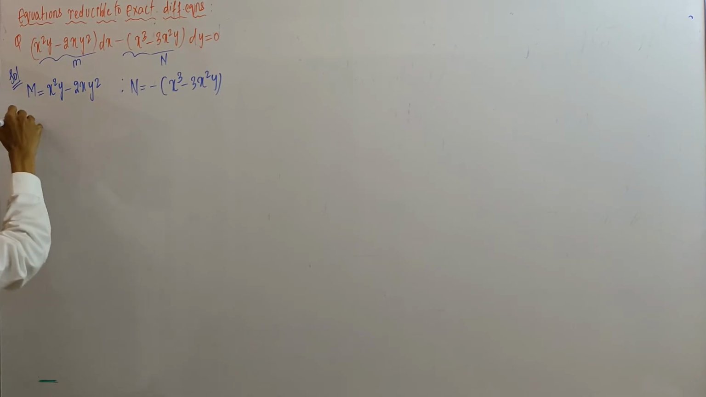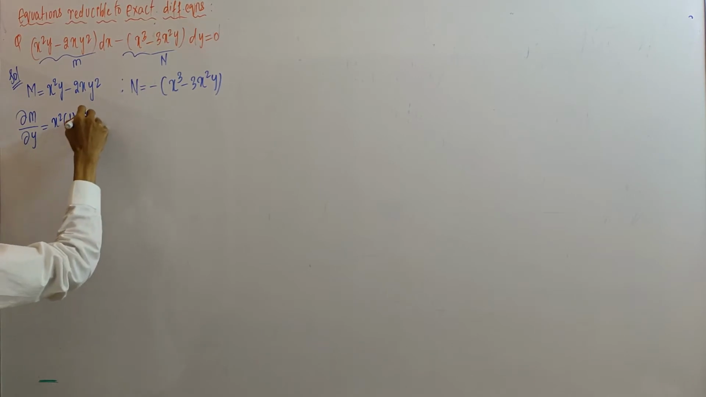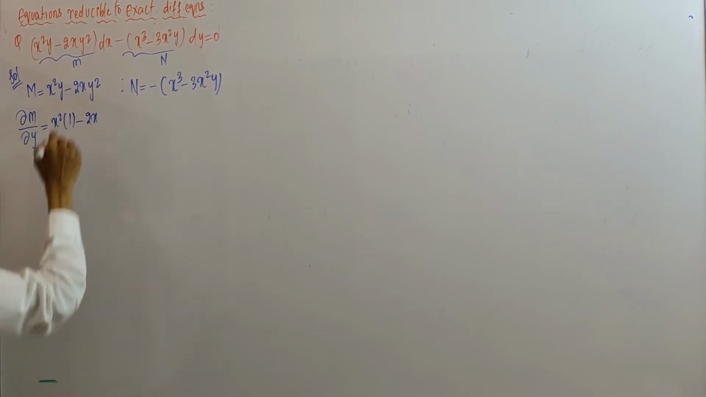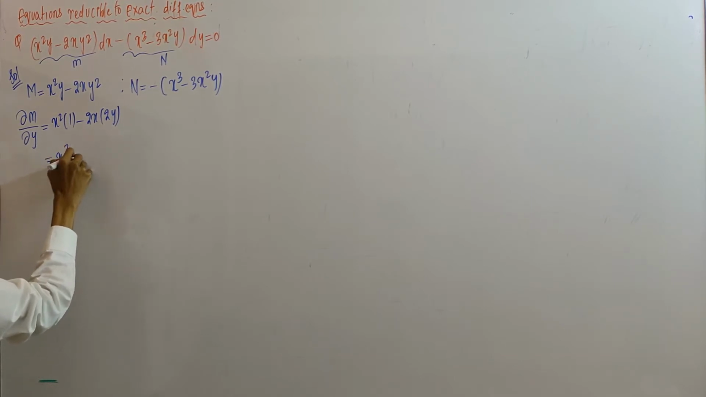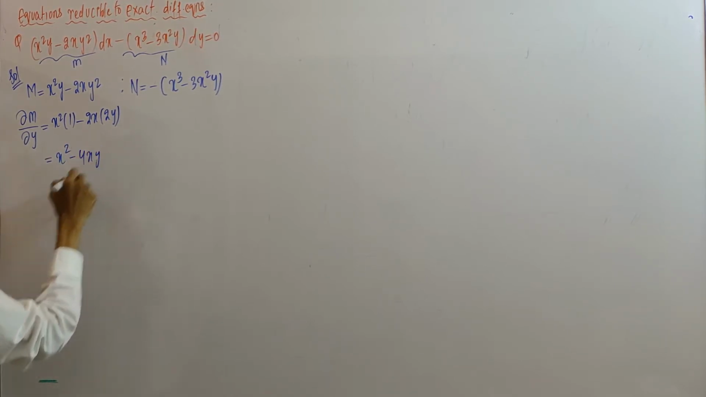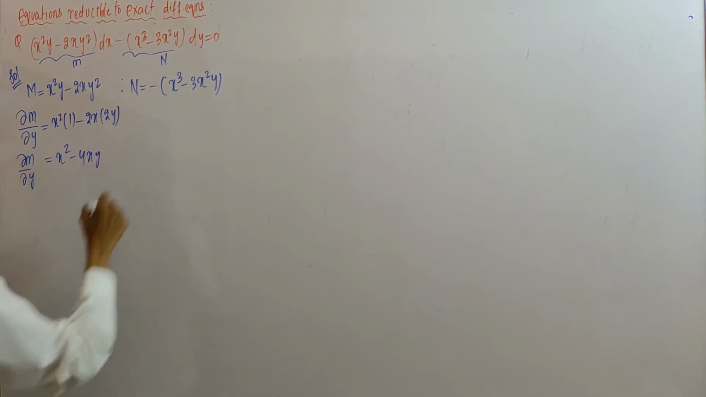Differentiating M with respect to y. So x squared is a constant. Differentiation of y is 1, minus 2x constant. Derivative of y squared is 2y. So I will get x squared minus 4xy. This is the value of ∂M/∂y.